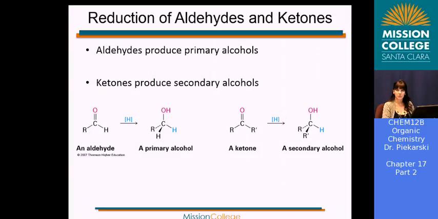It's really important you know the substitution patterns. Remember that we name a primary alcohol primary because it's attached to a primary carbon. That carbon only has one other R group attached to it. Whereas a ketone, when you reduce it, makes a secondary alcohol because the carbon attached to it only has two R groups attached to it. So it's the substitution of the alcohols based on the carbon it's attached to.